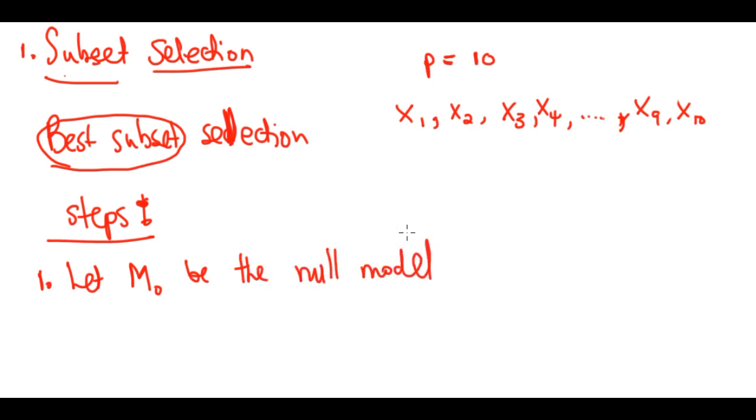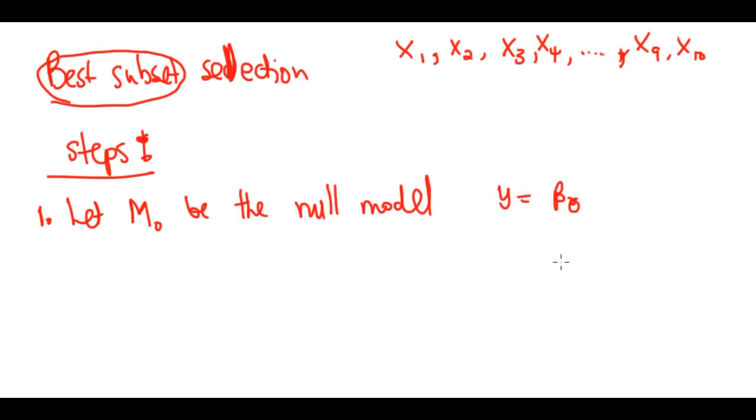The null model doesn't have any predictors. So it is y is equal to beta naught. That is the one that we have. Y is equal to beta naught does not have any predictors in it. And then step number 2 is for k equal to 1 up to our p. In our case, our p is equal to 10. So for k equal to 1 up to 10.